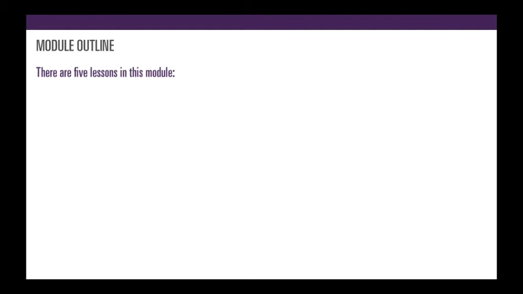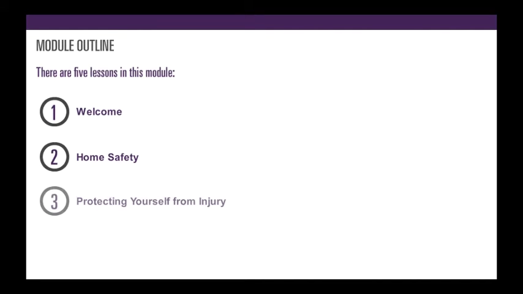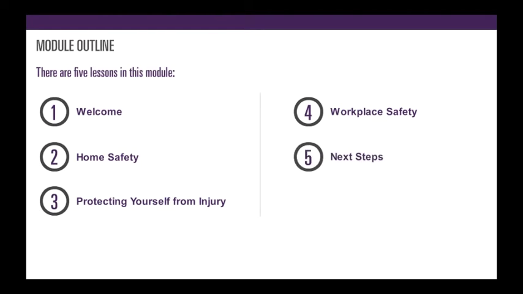There are 5 lessons in this module. Lesson 1 introduces you to this module. Lesson 2 is about how to make the consumer's home safer to reduce the risk of falls. Lesson 3 shows you how to use proper body mechanics to reduce your risk of injury. Lesson 4 is about making the consumer's home, your workplace, safe. Lesson 5 explains what the next steps are for becoming an HCA.